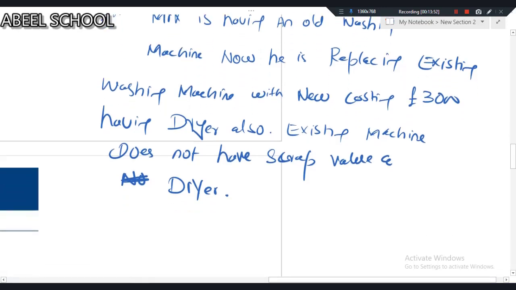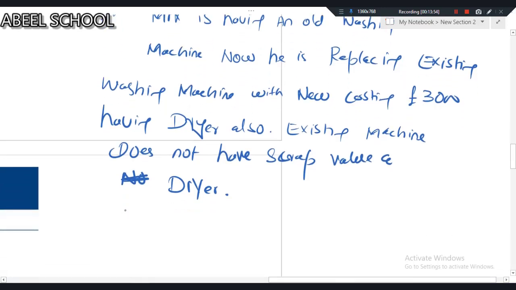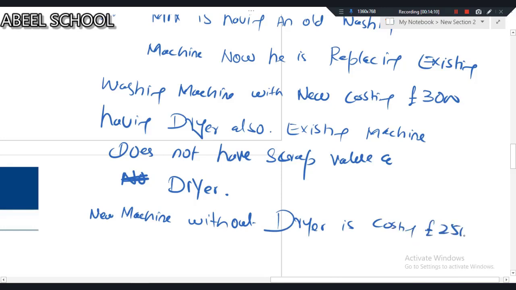Now the examiner is giving you more information: a new machine without a dryer costs £2,500. A very important point. This individual has an existing washing machine which is very simple. It does not have any dryer facility. The new washing machine he bought is for £3,000 and has a dryer facility also. Now the question is, should I take the entire £3,000 as replacement furniture relief? The answer is no.